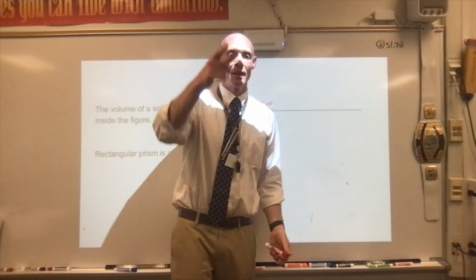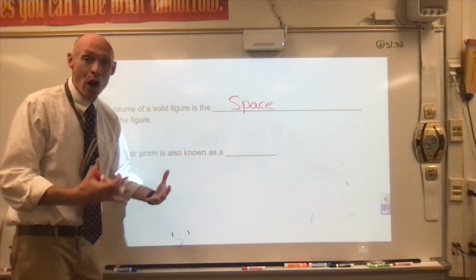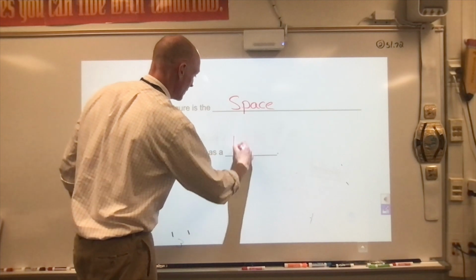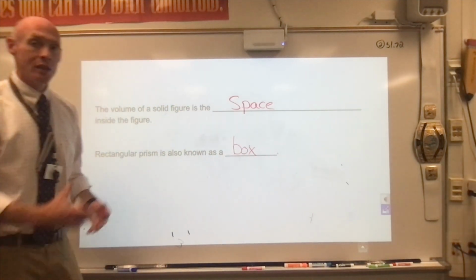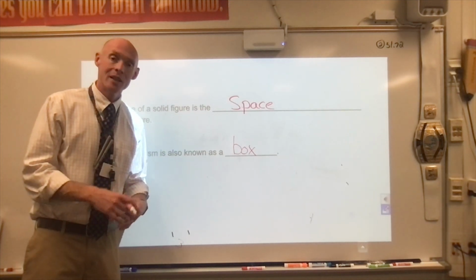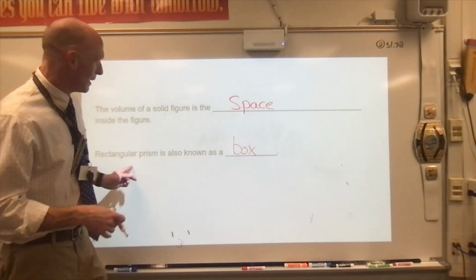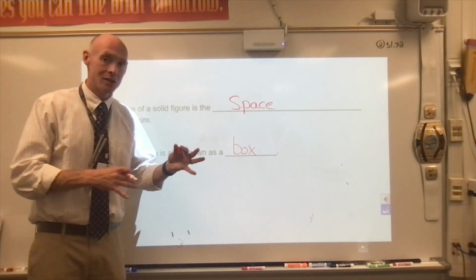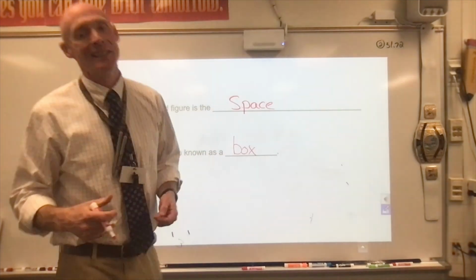All right. Rectangular prisms often are referred to as boxes. A lot of times you'll see word problems that talk about fitting things inside of a box. That would be a rectangular prism. I know boxes come in different shapes and sizes, but we're going to deal with rectangular prism boxes. All right, let's take a look.